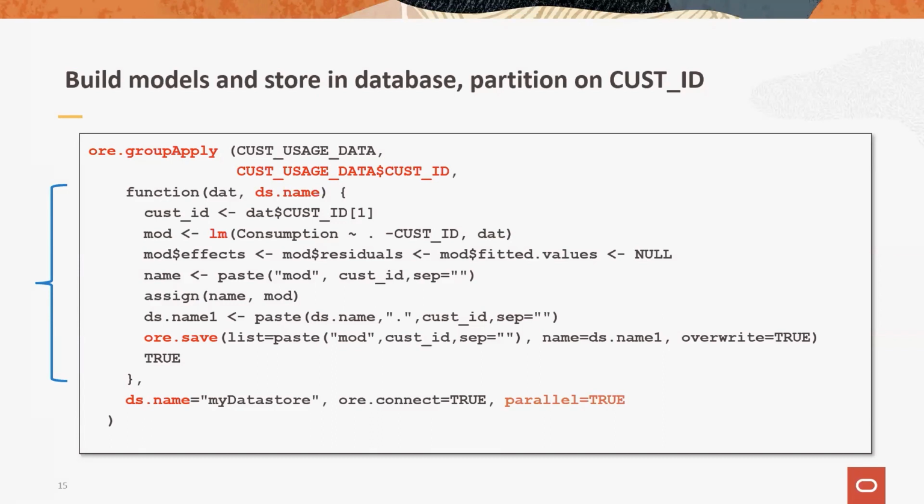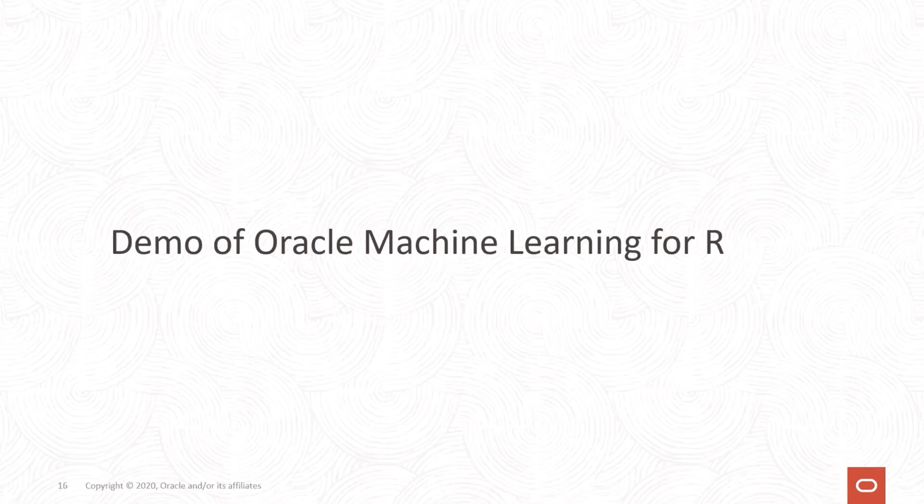To complete the groupApply function arguments, we pass in the string for the data store name, indicate we'll be connecting back to the database, and that we want this executed in parallel. We can also specify the number of parallel R engines we'd like explicitly. In all, this is just a few lines of code to automate this advanced parallel workflow. So with that, let's turn our attention to the demo.